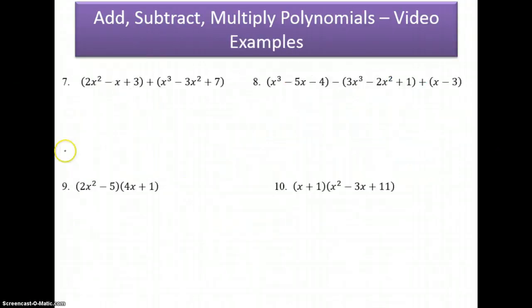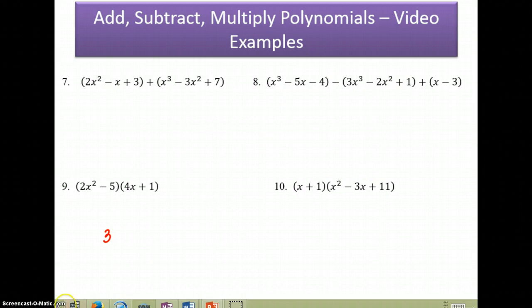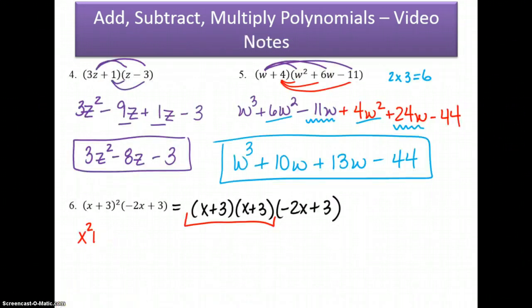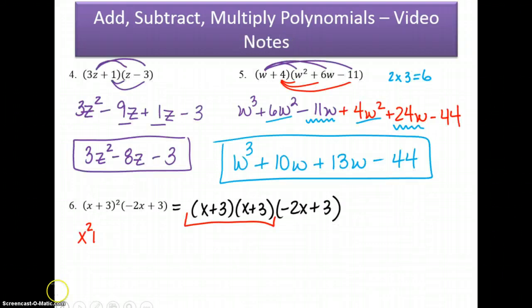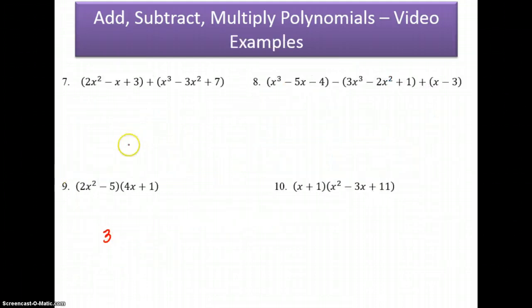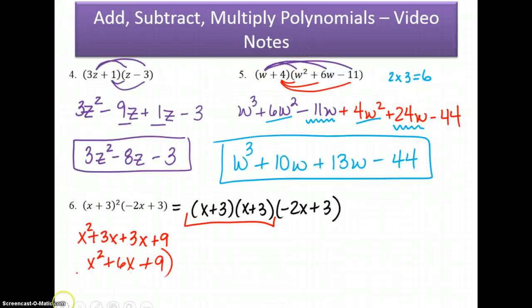We've got x squared. X squared, plus 3x plus 3x plus 9. We put that together and we get x squared plus 6x plus 9. That's this x plus 3 times x plus 3.